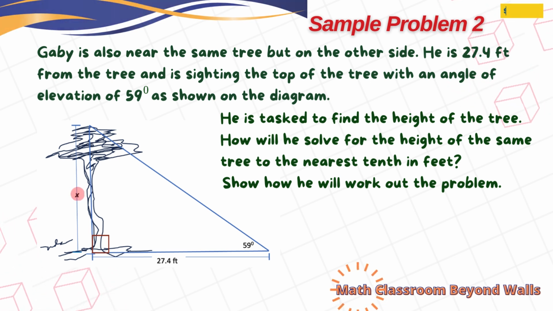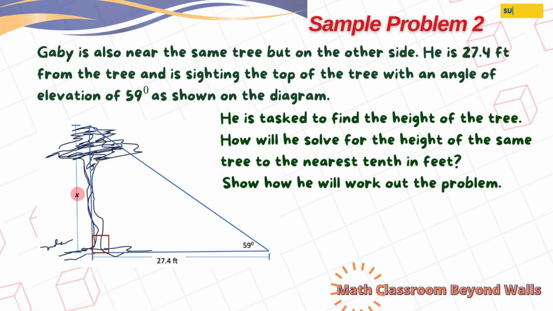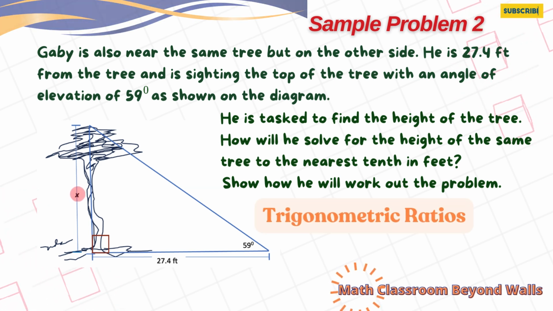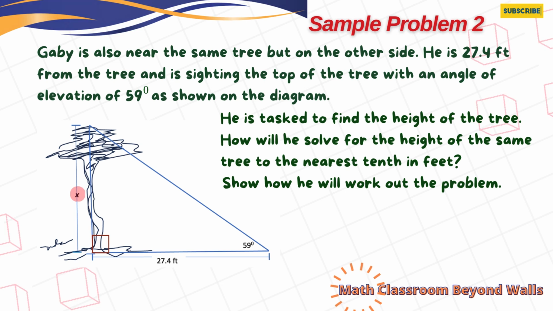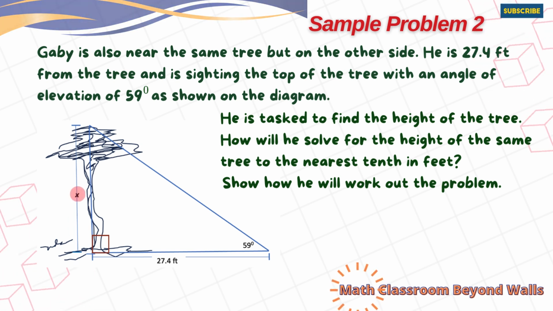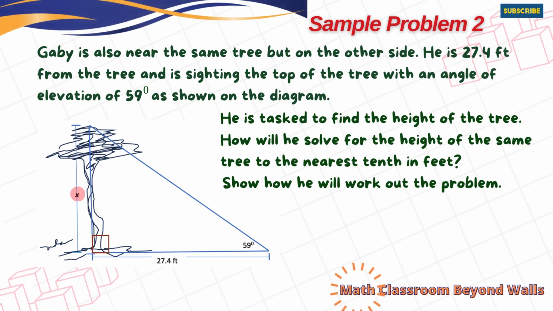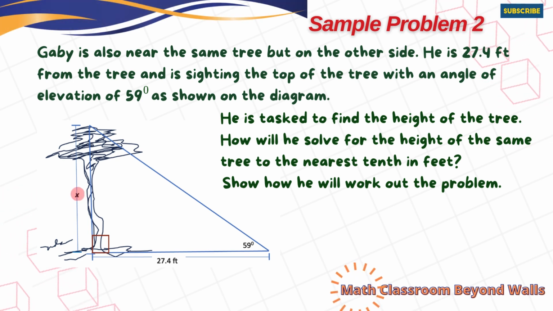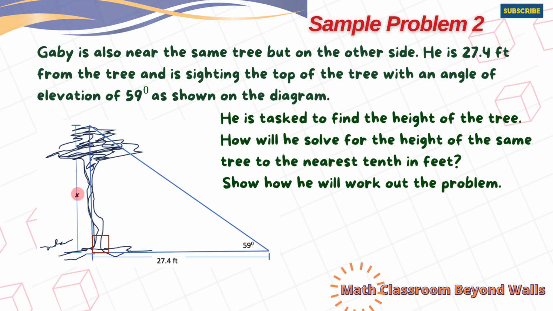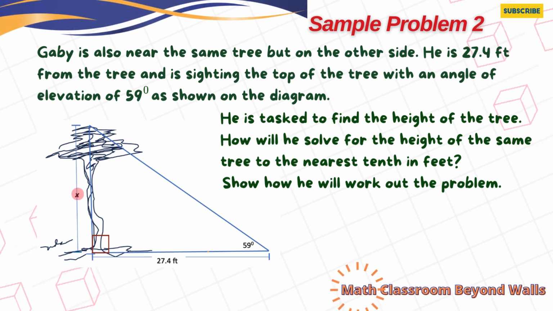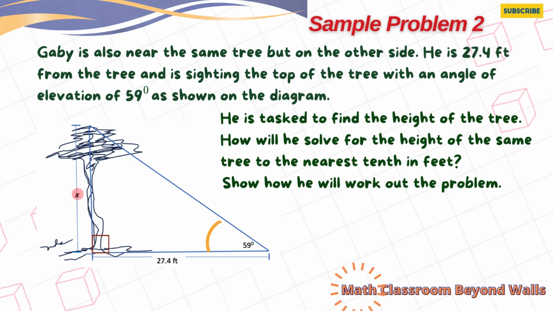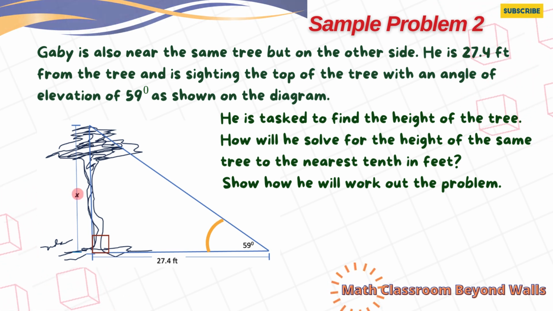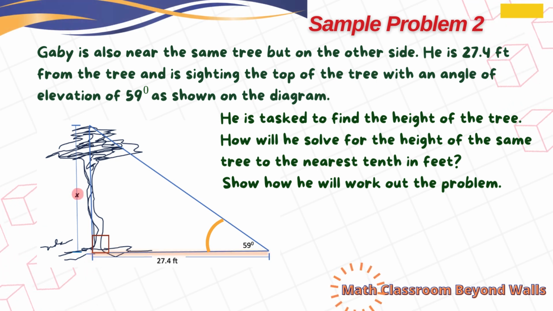What method do you think will help us find the height of the tree? You're correct, trigonometric ratios. But how do you know that we are to use trigonometric ratios here? Okay, so here, the situation is represented with one triangle only. Also, we're given an angle of elevation, which represents as the reference angle in trigonometric ratios. More so, there is only one known side.